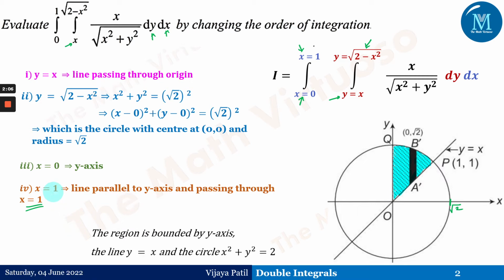Now x is equal to 1 has not been plotted here, but this particular curve would move something like this, because 1 comma 1 is one of the intersections. Anyways, we can plot this line in the next slide. The region is bounded by the y-axis, the line y is equal to x, and the circle x square plus y square is equal to 2.